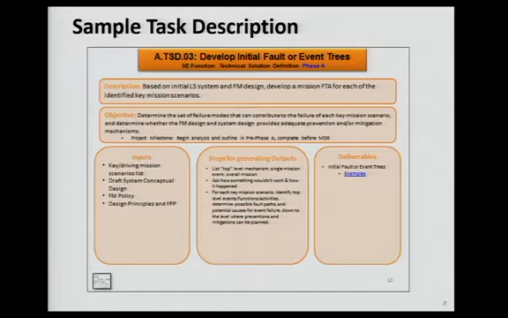So for each box, each task, we're describing what the task is. So this is developing an initial fault tree or event tree. Based on your initial level 3 system and fault management design, develop a mission fault tree for each identified key mission scenario. So what is this task? Why do you do it? What's the objective? That's here. And when is it due? It's a project milestone in pre-phase A, and you need to complete it before MDR.